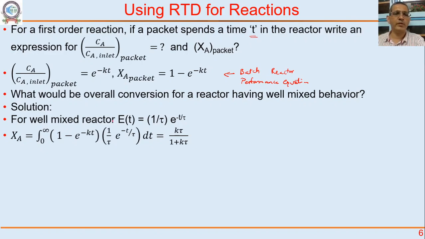What would be the overall conversion? The integral of 1 minus e raised to minus kt, times E(t) dt. And if you integrate, you will find it is k tau divided by 1 plus k tau. This is now our performance equation for a well mixed reactor. The performance equation which we had got in our undergraduate course, we can get the same from our RTD data, if the fluid is a macro fluid, not mixing, as if there are packets of fluid inside that main fluid.